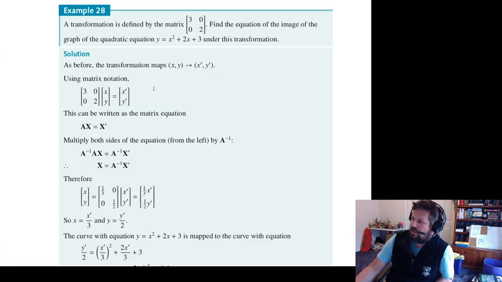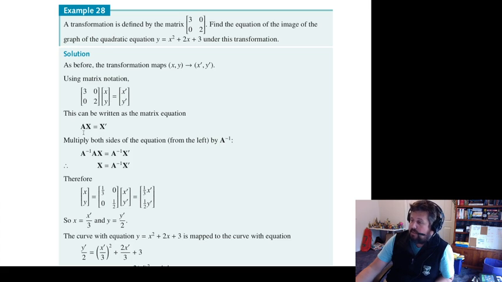Cool, so like we were doing before, transformations map as follows. Using the matrix notation, obviously we've got the matrix multiplied by the original x and y values is equal to the new x and y values. Again, if we were thinking of it as matrix equations, this here could be denoted as matrix A multiplied by matrix X, and we could denote this as matrix X dashed.